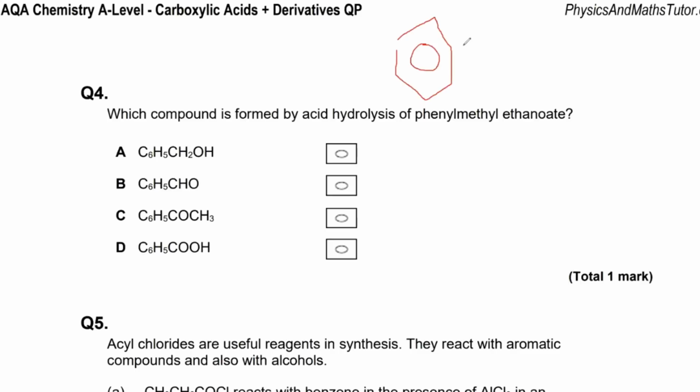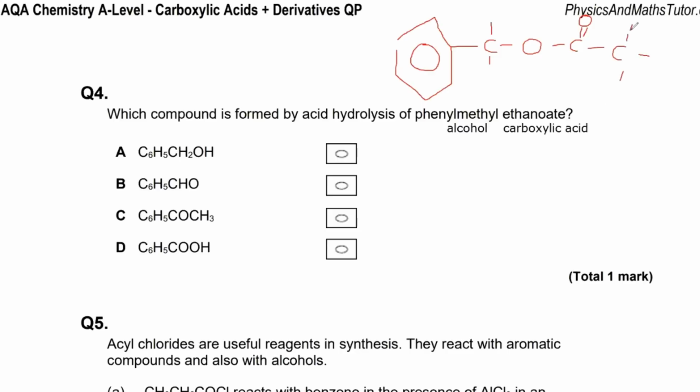We've already talked about how phenyl means it's a benzene ring that's a side chain. We've then got a methyl group attached, and the ethanoate. There we go, there's the structure. So remember that this has come from a carboxylic acid and an alcohol, so likely to be ethanoic acid and then the alcohol with the benzene ring. So which compound would be formed when we split that? Go through A, B, C, D, see if you can work it out.